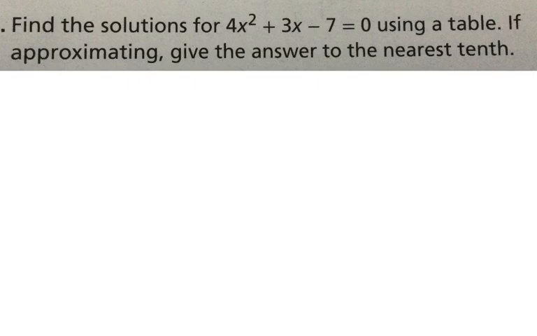Okay, so we want to find the solutions to 4x squared plus 3x minus 7 equals 0 using a table. Now here's a hint in this question. If you have to approximate, like we did on the last one, I said between 0.25 and 0.5. They say give the answer to the nearest tenth. So what does that mean if we're looking at tenths? It's going to be a decimal, 1 decimal place. So if you have to approximate, what do you want your delta table to be? 0.1.